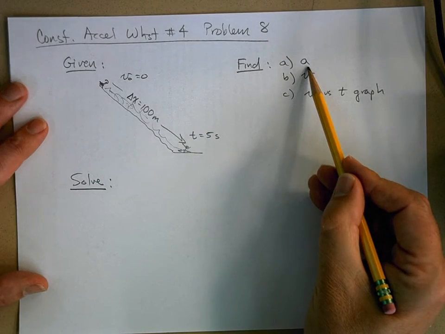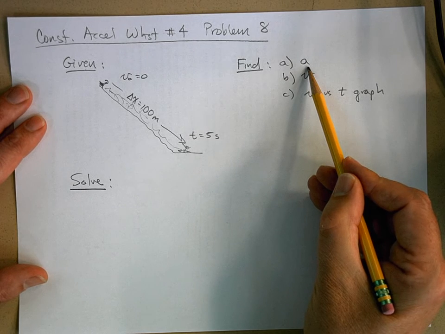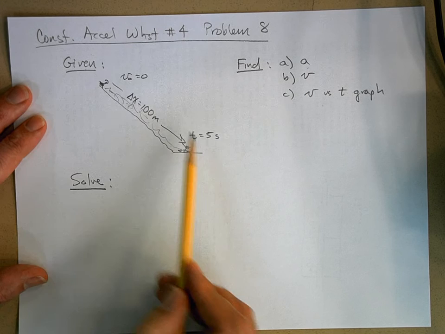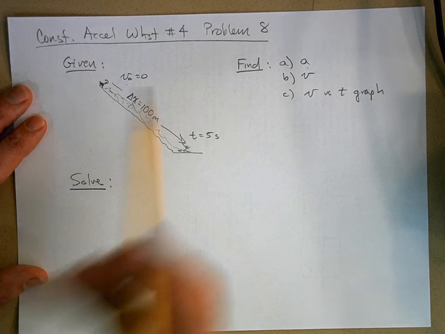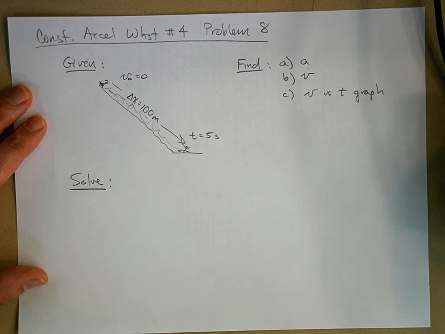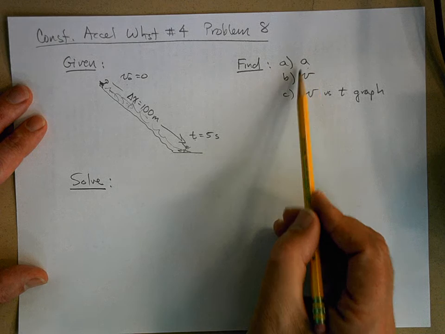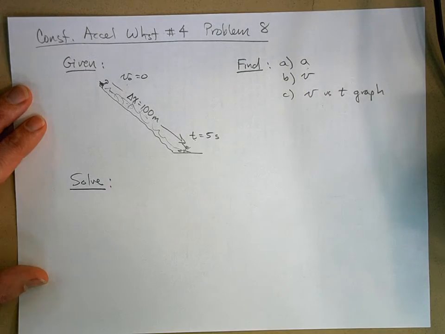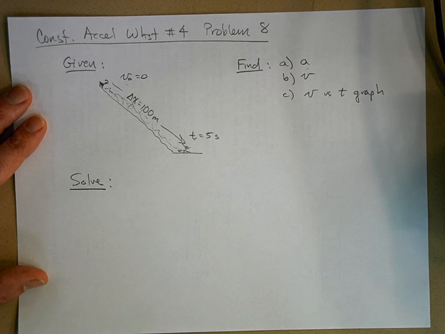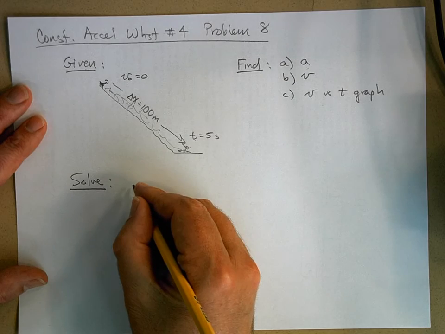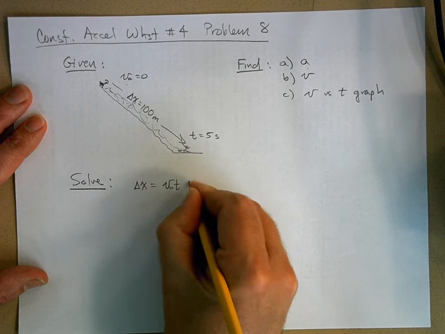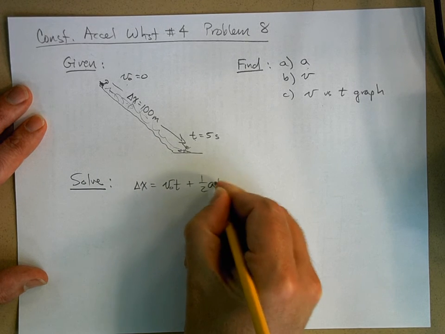Well, I want acceleration, and look what I'm given. I'm given displacement, time, and initial velocity. What am I not given and I don't need? Final velocity. I don't need that to solve part A. So which equation doesn't have final velocity in it? I look at my little chart. It's the third one. Delta x equals V naught t plus 1/2 a t squared.